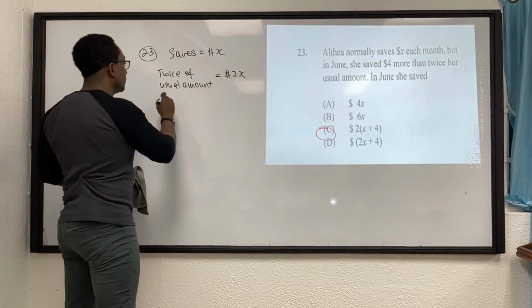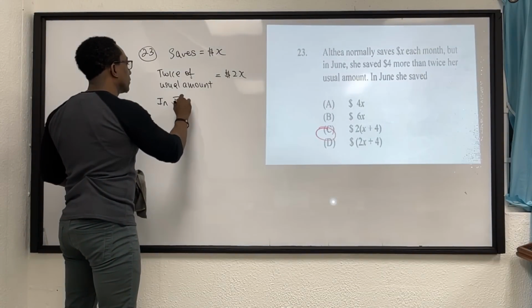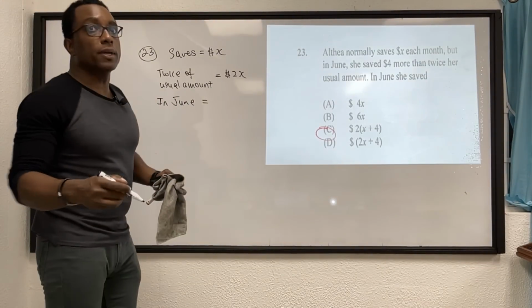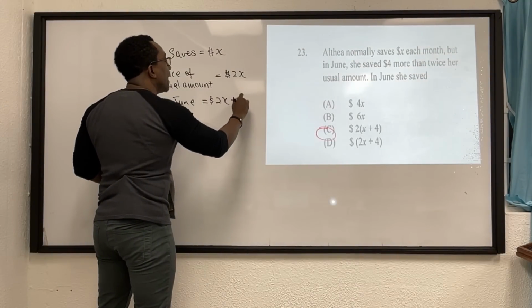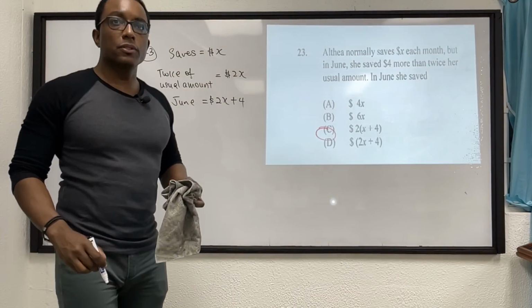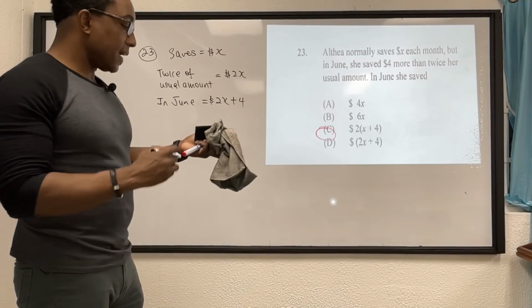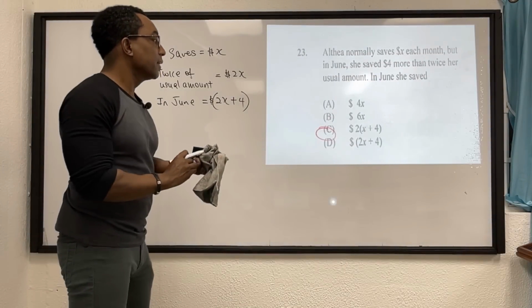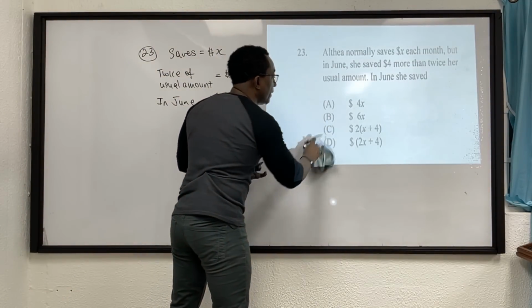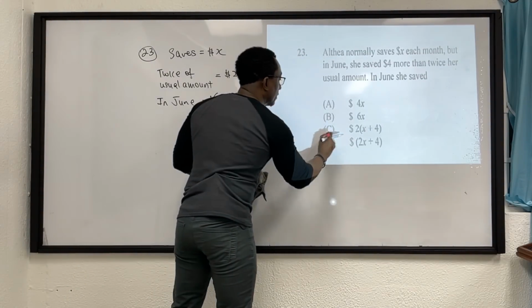So in June, she saves $4 more than twice her amount. It means we have to add $4 to 2x. And of course, that answer will be written as 2x plus 4 in brackets, and that answer for question 23 is D.